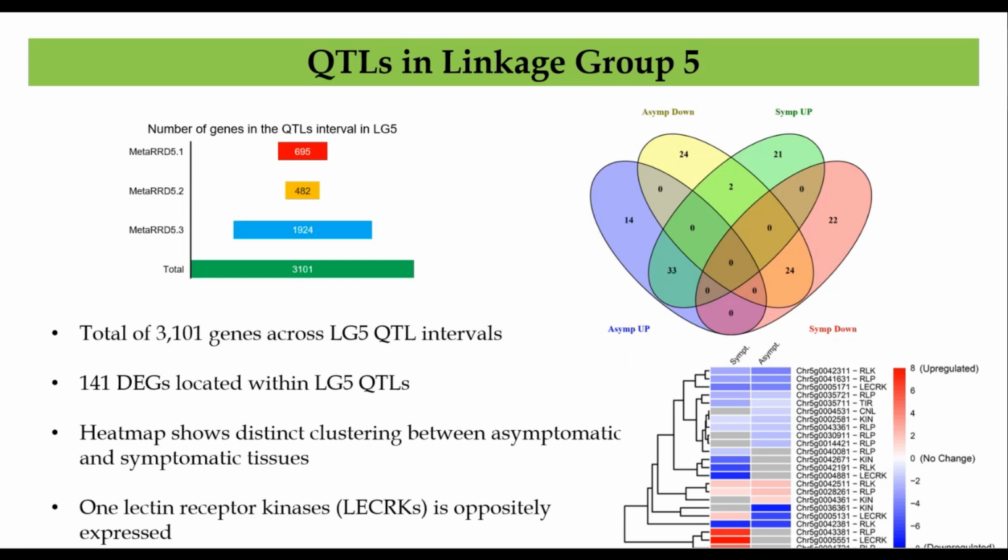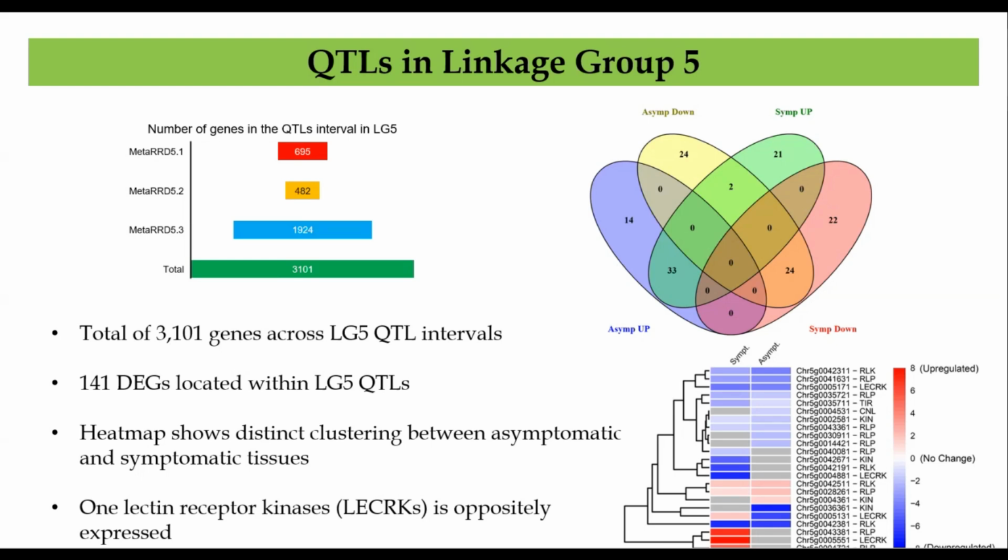So we wanted to do a comparative analysis between the differentially expressed genes and the genes residing in those QTLs in linkage group 5, to see how many of those genes are differentially expressed in our transcriptome analysis. So I extracted all the genes underlying those meta QTLs. I found in total there are more than 3,000 genes that reside in those 3 meta QTLs in linkage group 5, and these are their respective numbers.